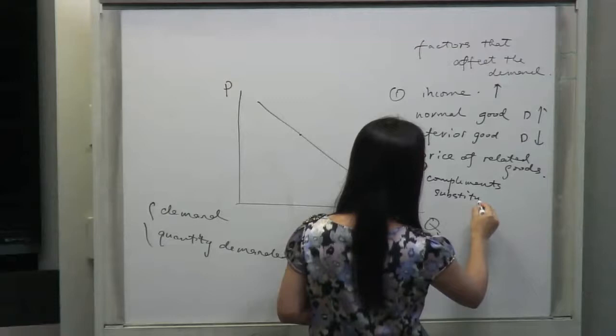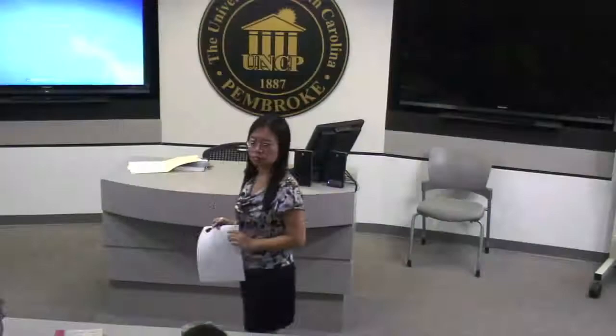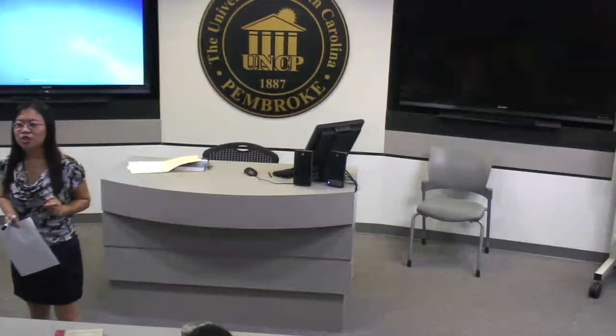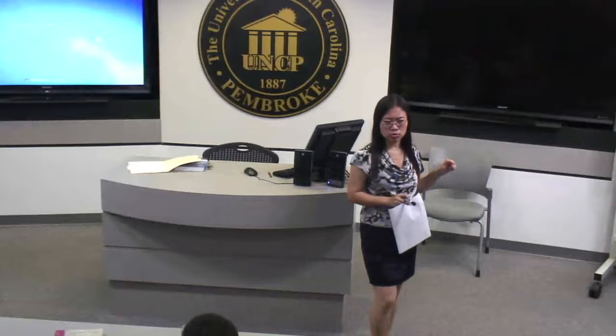Okay. So if two goods are complements, then when one good's price goes up, what's going to happen to the other good's demand? Well, it's going to go down. Right? If two goods are complements, then when one good's price goes up, the other good's demand is going to go down. Okay. Everybody follows that? Do I need to go into an example?